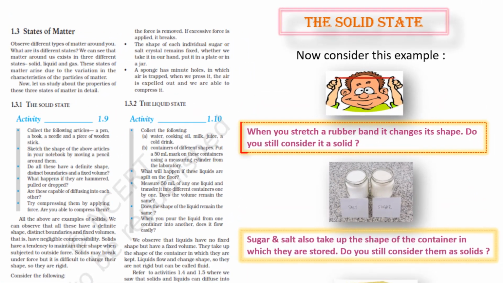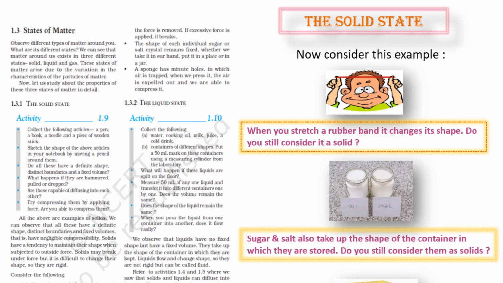When you stretch a rubber band, it changes its shape. Do you still consider it a solid? Because the belief is that solids don't change the shape. Take a second example. Take salt and sugar into containers and see the shape it takes. If it is a cylindrical container, it will take the shape of the cylinder. If it is a cubical container, it will take the shape of the cube. Do you still consider them as solids?